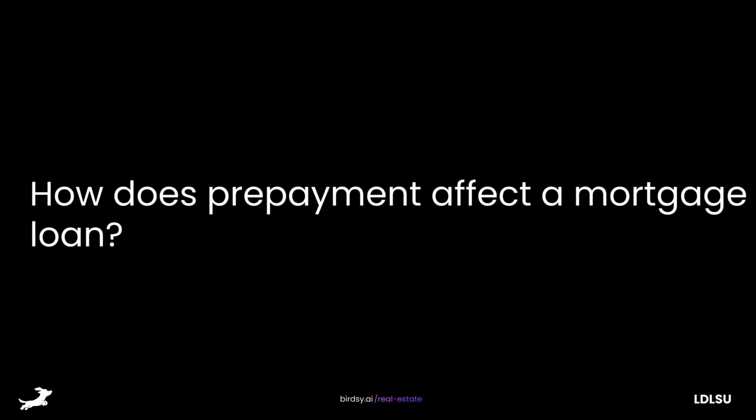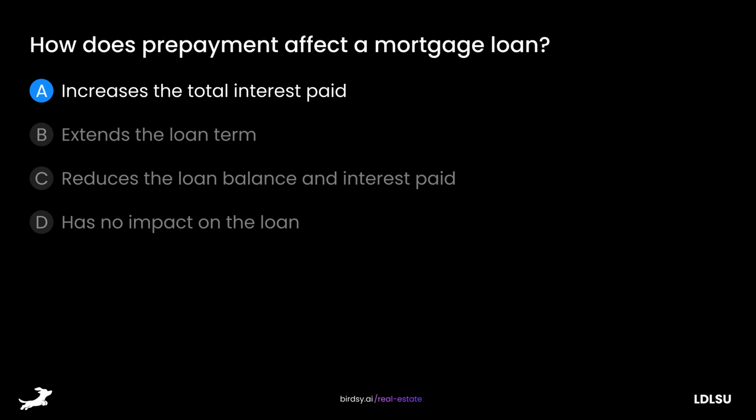How does prepayment affect a mortgage loan? Is it A, increases the total interest paid, B, extends the loan term, C, reduces the loan balance and interest paid, or D, has no impact on the loan? The answer is C, reduces the loan balance and interest paid.